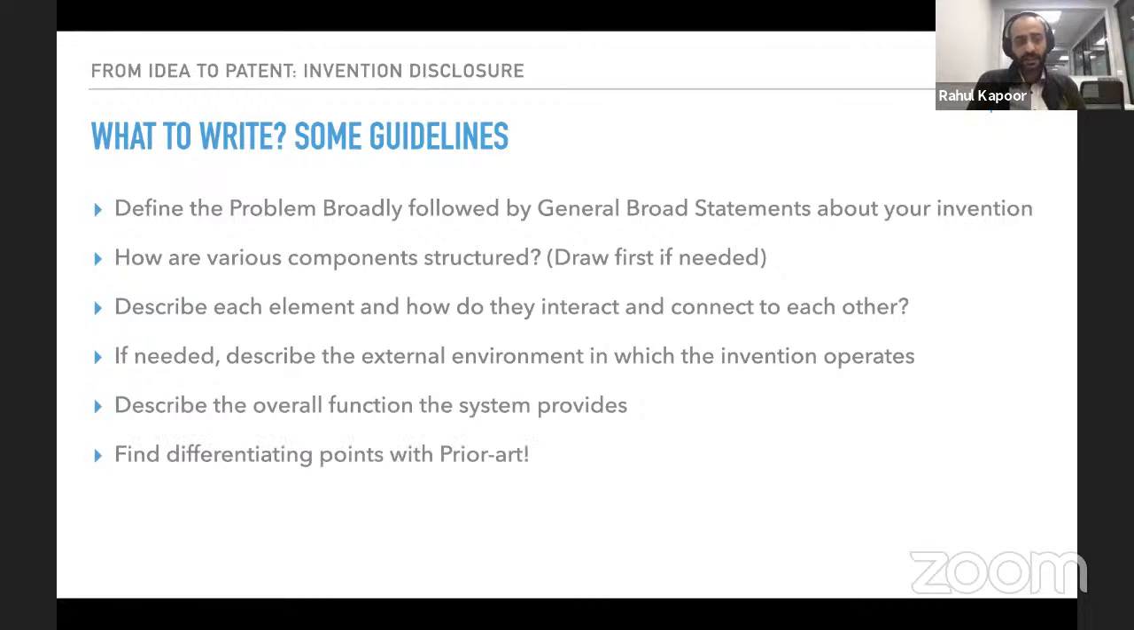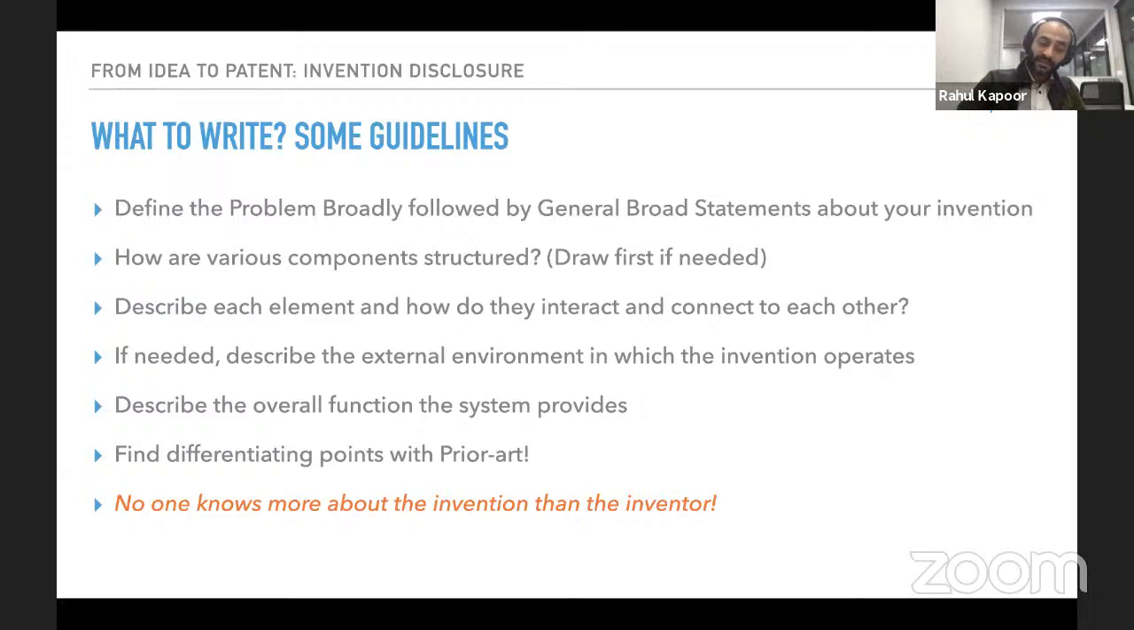Describe the overall function. Write the differentiating points with prior art. This is where your invention is happening. This is where you are saying that we have added these new things to the prior art. And always remember that no one knows more about the invention than the inventor themselves. So the inventor is the one who will have to do the bulk of the writing.